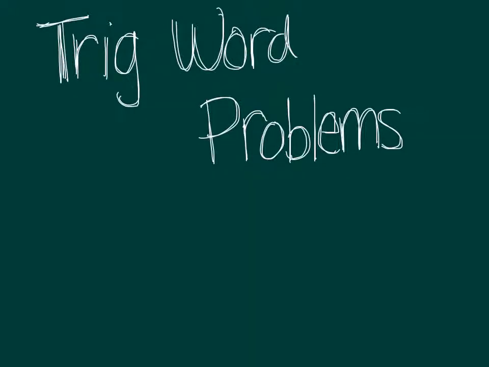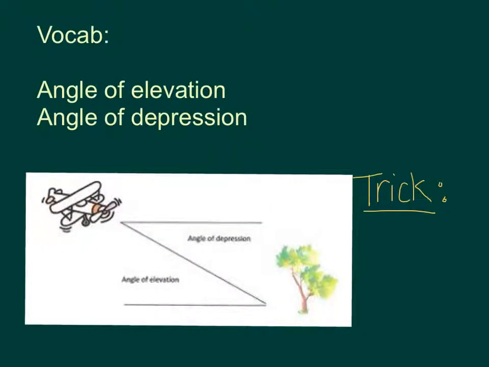This video will help you complete your homework tonight about trig word problems. The hardest part about trig word problems are these two vocabulary words, angle of elevation and angle of depression. The important thing to remember about them is they are always measured from the horizontal.